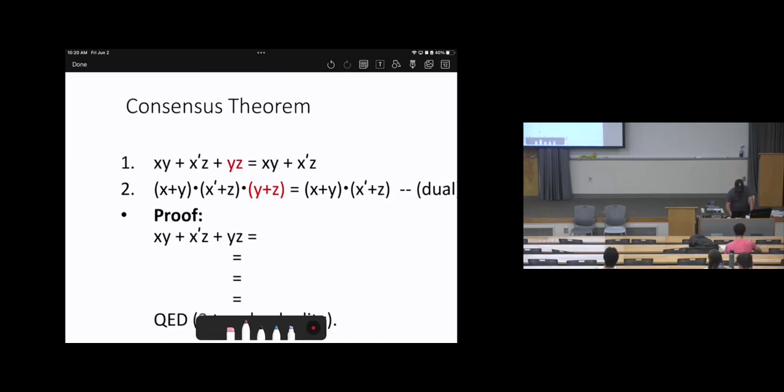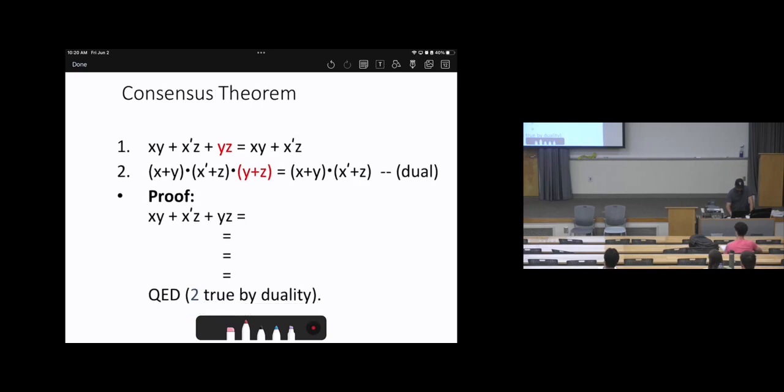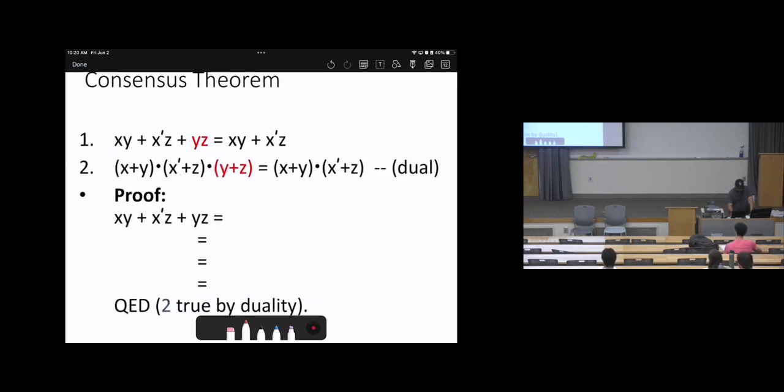Now, the consensus theorem, which is xy plus x bar z plus yz equals xy plus x bar z. What does this mean? This means the term yz has disappeared, you can neglect it. This consensus theorem is very important, and we will use this a lot in our analysis. So keep in mind that you need to be aware of it. Then the same thing can be applied to its dual.